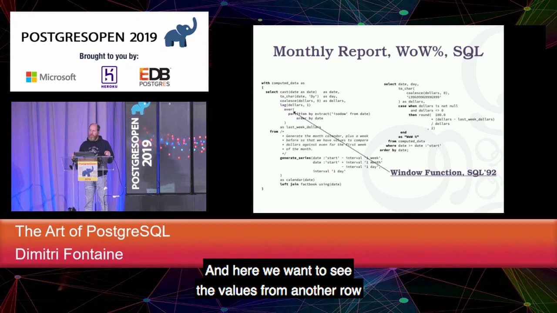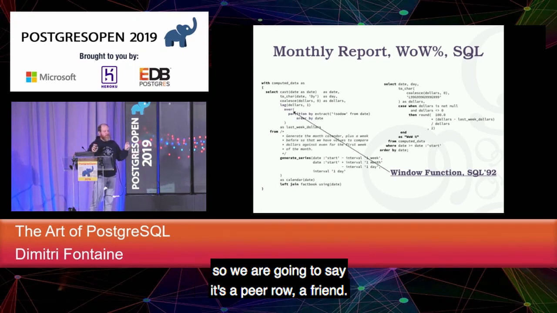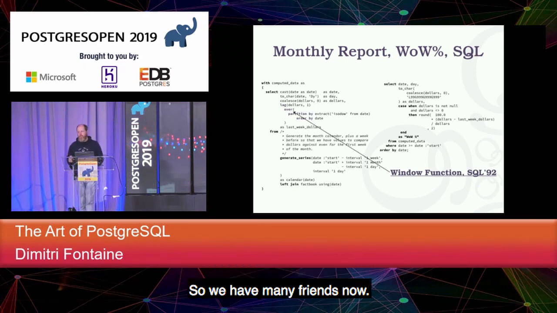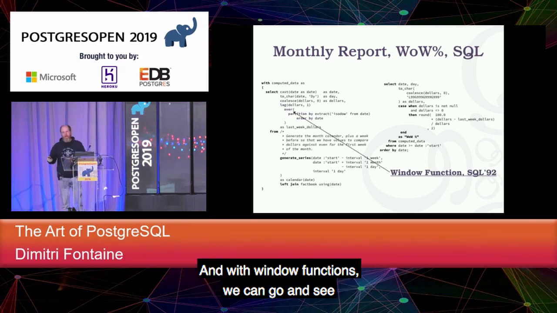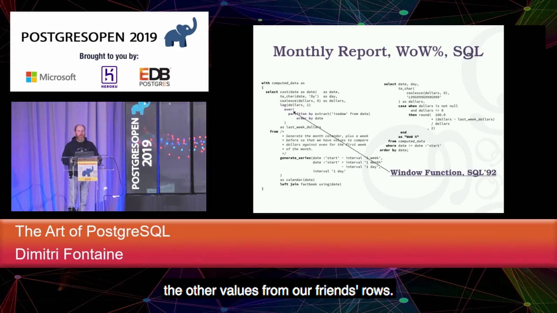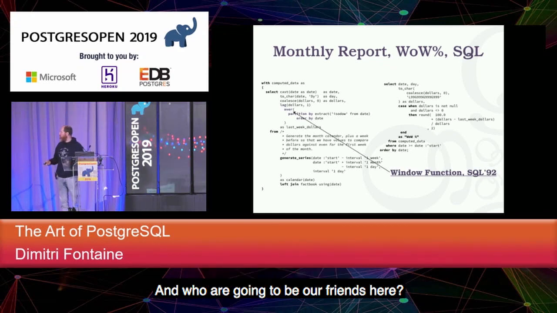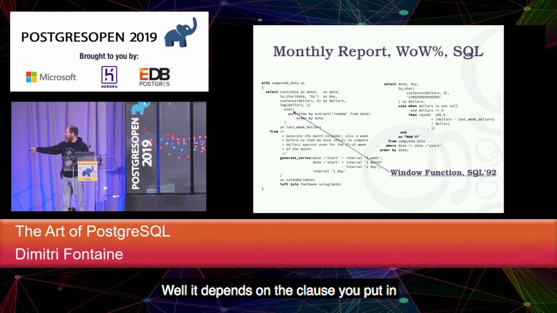And here we want to see the values from another row. So we are going to say it's a peer row, a friend. So we have many friends now. And with window functions, we can go and see the other values from our friends' rows. And whose are going to be our friends here? Well, it depends on the clause you put in the OVER clause. So PARTITION BY and ORDER BY.